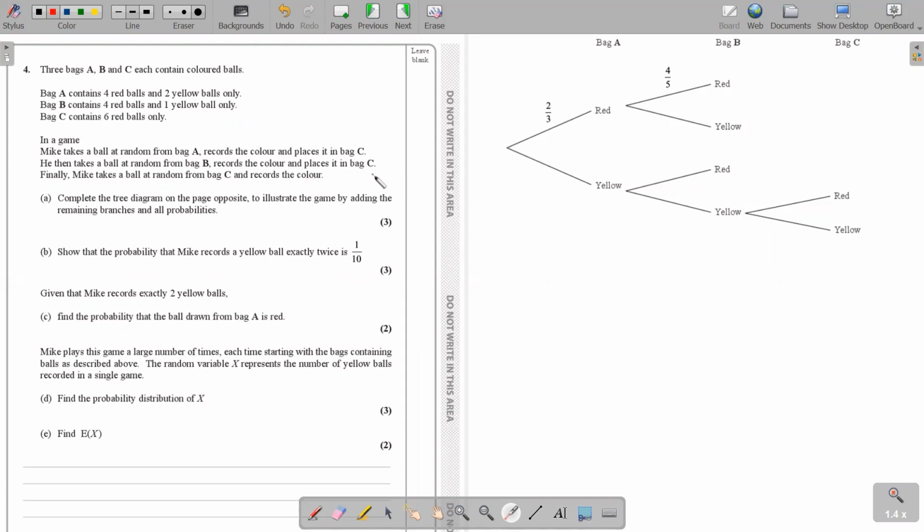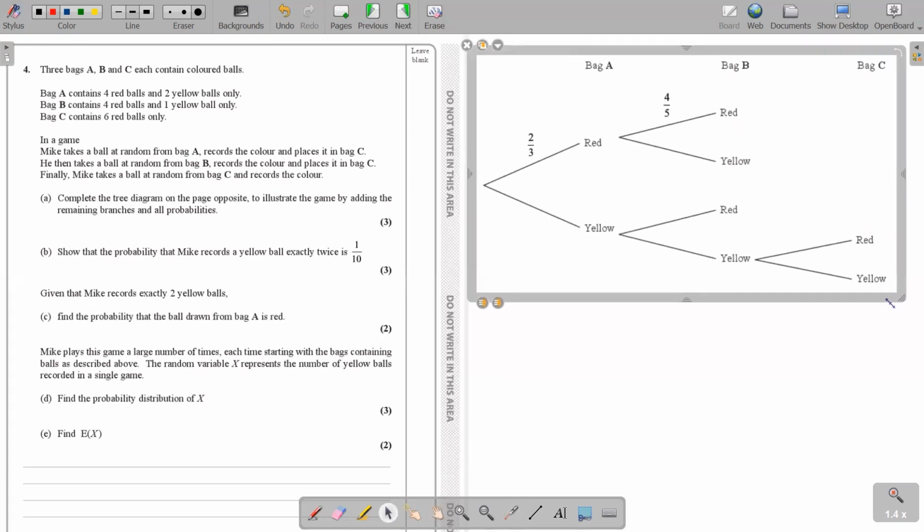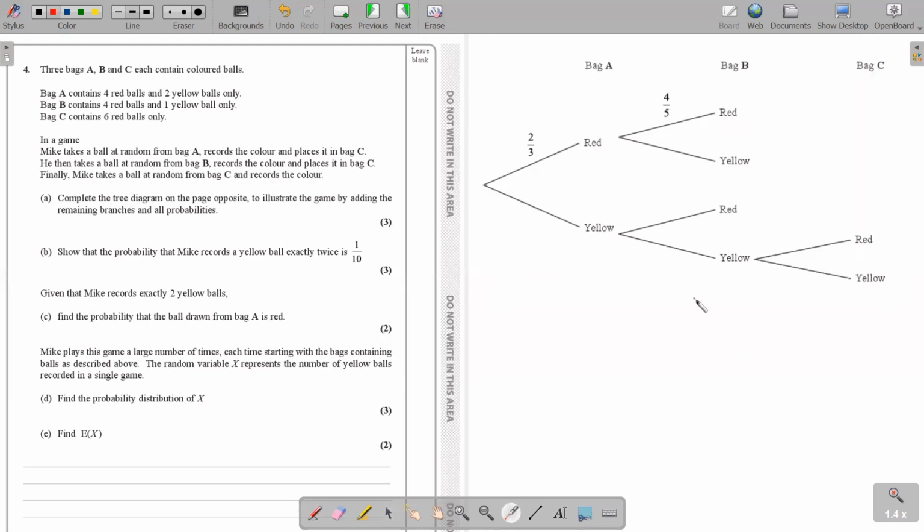Okay, so the balls that you're taking are taken from what? Bag A and put to bag C. Again, you're taking from bag B and you put to bag C. Finally, Mike takes a ball at random from bag C and records the color. Complete the tree diagram on the page opposite to illustrate the game by adding the remaining branches and all probabilities. So I brought the tree diagram on the other page over here. Can you figure out what's going on? What's happening here? Okay, so you're supposed to complete the tree diagram basically.